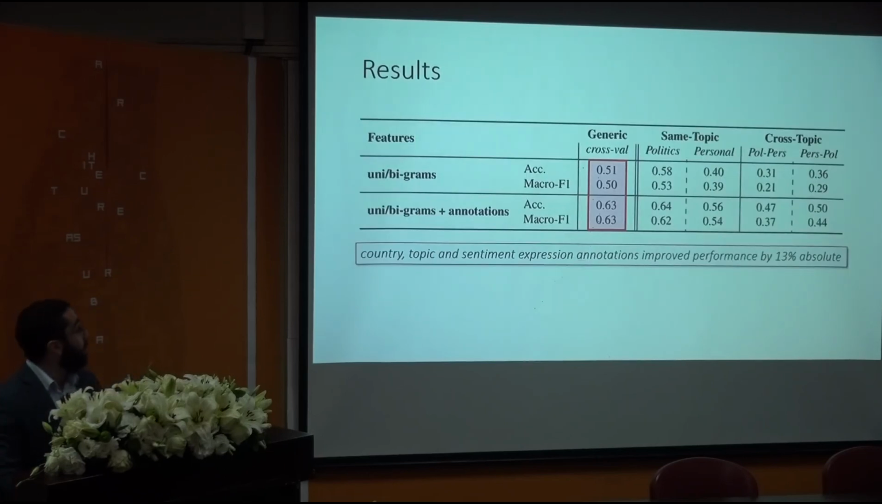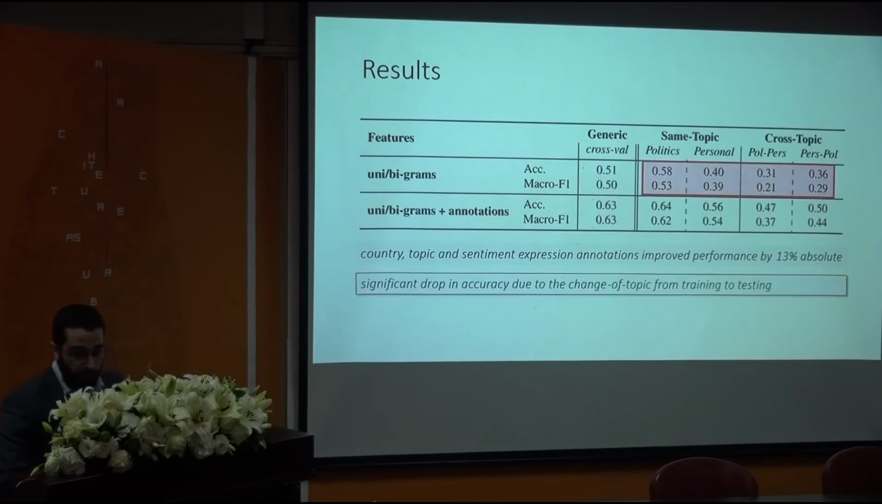Looking at the first experiment, we tested on the whole data set with unigrams and bigrams only. We got an accuracy of 41%. Adding our annotation increased the accuracy to 60% absolute. Next, we did the same topic experiment. We tested on political and personal. We got 58 and 40% accuracy respectively. When changing topic, that means training on political and testing on personal, and vice versa, the accuracy drops drastically, to 31% and 56%, showing that topic is an essential feature in our model.